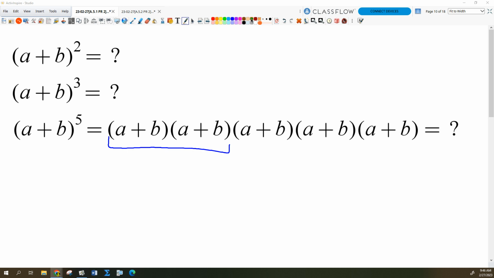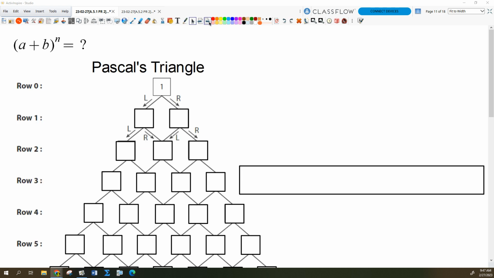Then I've got to take that whole thing, whatever answer I get from this, and multiply that times another a plus b, right? Expand the whole thing out, collect like terms, go through the whole process, and then take that answer and multiply it by another one, and so on, and so on. That's pretty time consuming, right? It'd be nice if there were a shortcut way to do this, and there is. There's a little mathematical structure called Pascal's triangle that bails us out here.